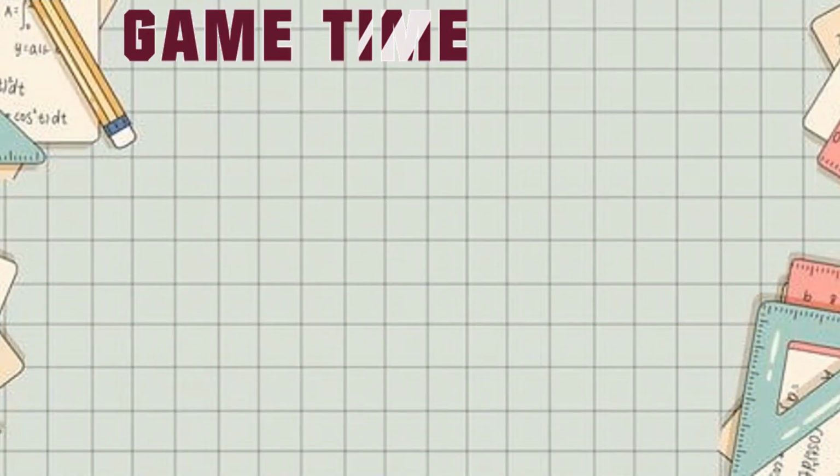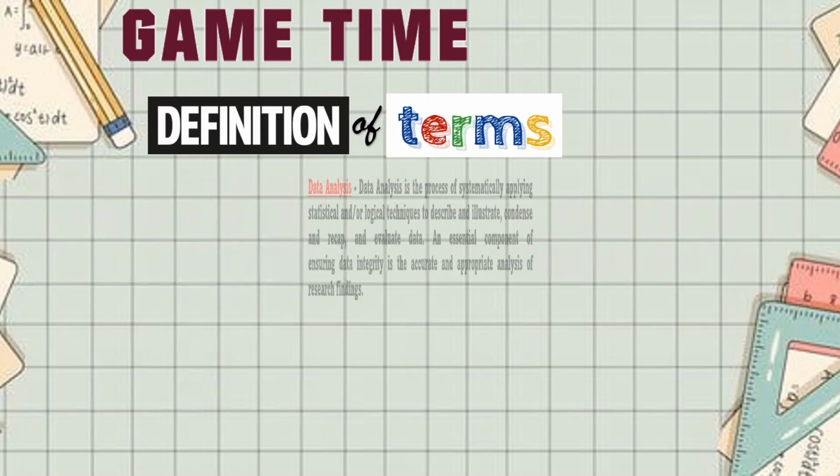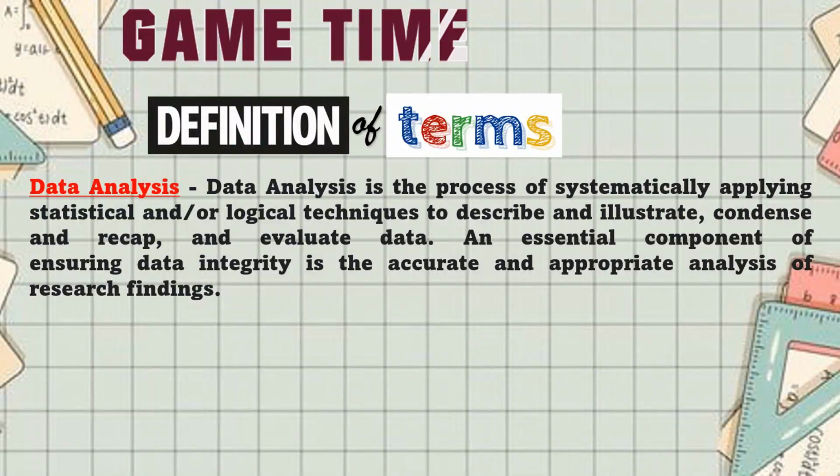Now let's start with our lesson. But first, let us have the following definition of terms. First, we have data analysis. Data analysis is the process of systematically applying statistical and/or logical techniques to describe and illustrate, condense and recap, and evaluate data. An essential component of ensuring data integrity is the accurate and appropriate analysis of research findings.